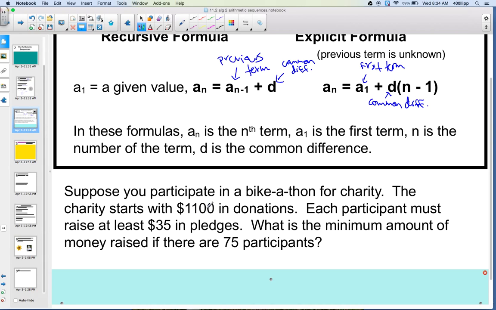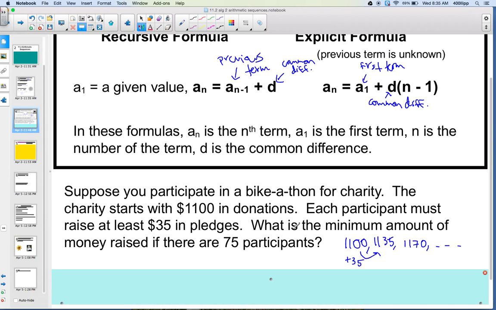Okay, so that means that we're starting with $1,100 in just the charity donations. That means that this has no participants, 0 participants. Then we would add 35 to get to the next one. So plus 35, and that's going to be 1135. That's with 1 participant. So this is the second term, but it's only 1 participant. We add 35 again, we get 1170. This is the third term with 2 participants.